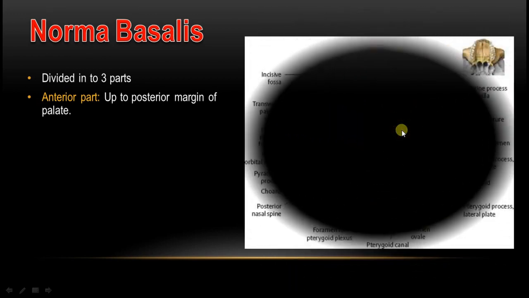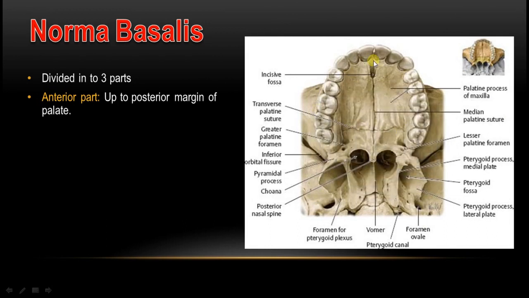So first the anterior part, as I told you, up to the posterior margin of the palate. What are all the features? Mainly what you are able to see here is the hard palate. The bones forming the hard palate are the palatine process of the maxilla and the horizontal plate of the palatine bone. Their sutures are the intermaxillary suture, the interpalatine suture, and the palatomaxillary suture. This suture is in the form of a crucifix, so that is why it is called the cruciate suture or cruciform suture.